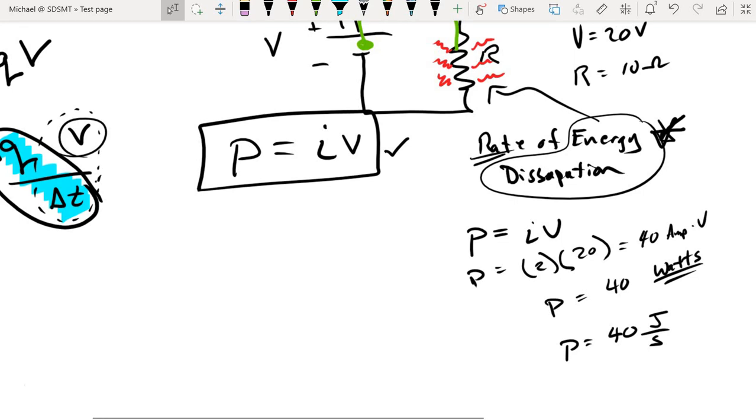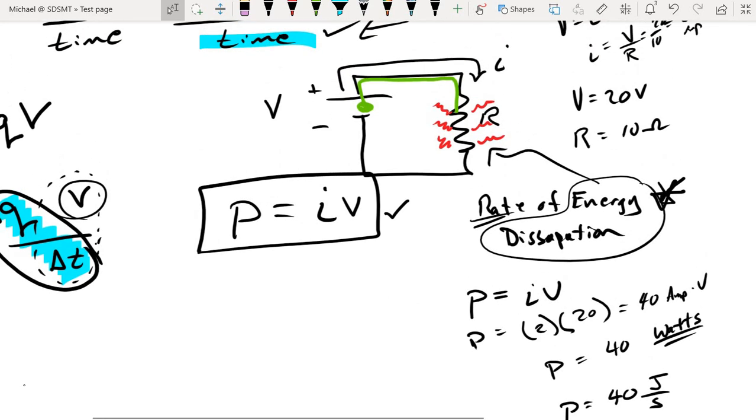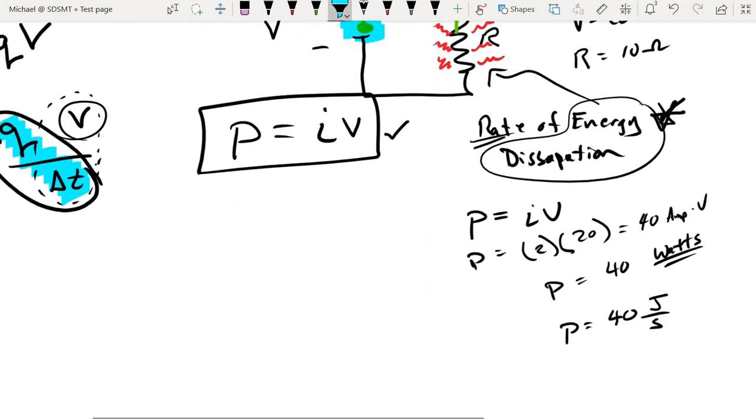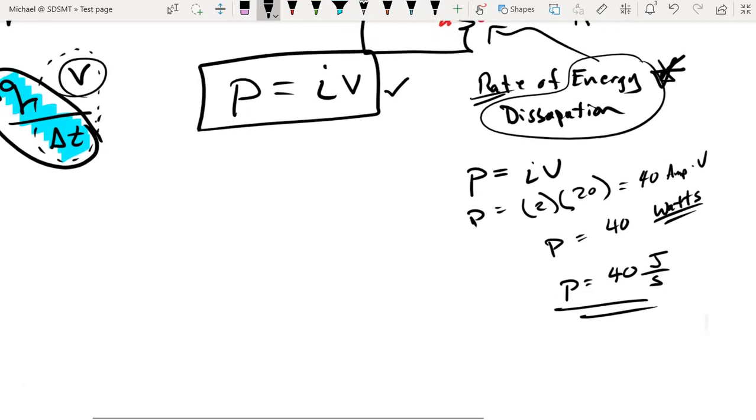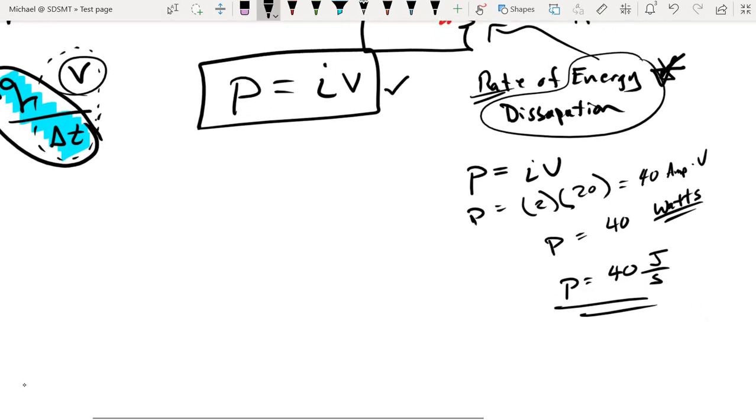Where is that resistor getting the energy from? Well, we already know that. We're getting it from the battery. If the resistor is dissipating 40 joules every second, then that means that the battery has to provide 40 joules per second to the resistor.